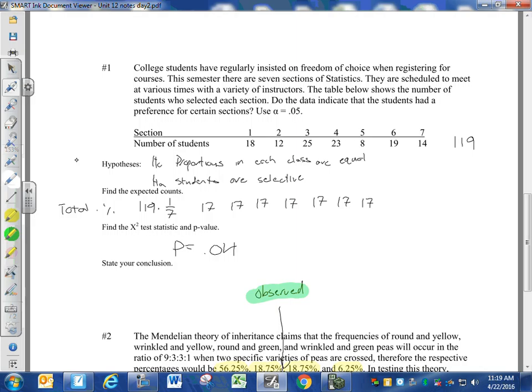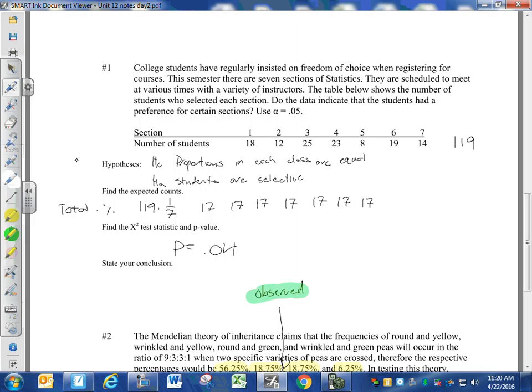1/7 is the percentage, but you have to multiply that percentage by the total amount of students here to find if we had this many students, how many would end up in each class. The expected counts. If I have this many total students and they were spread evenly, that's the expected amount.